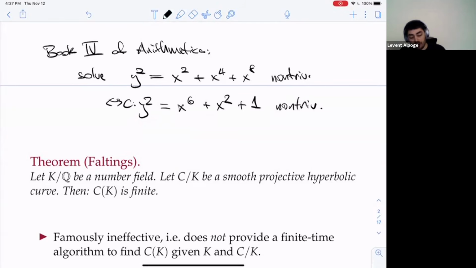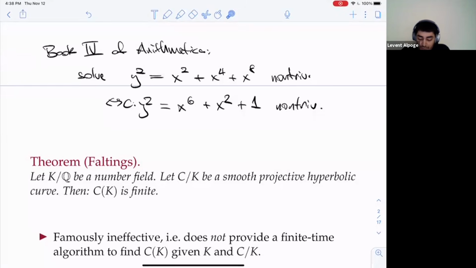Genus 2 curve C over the rational numbers Q. And actually one of the most sophisticated points of Diophantus, historically speaking, is that he understood that rational solutions are also incredibly interesting, not just integer solutions.